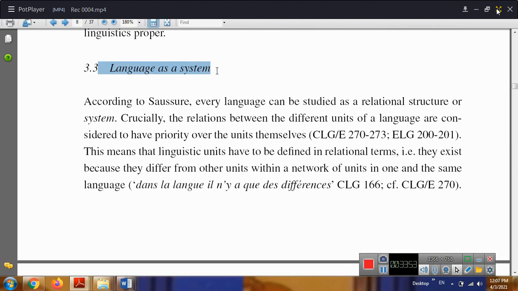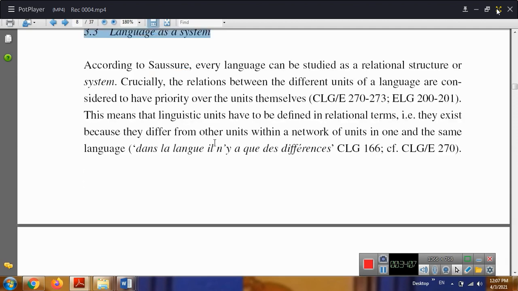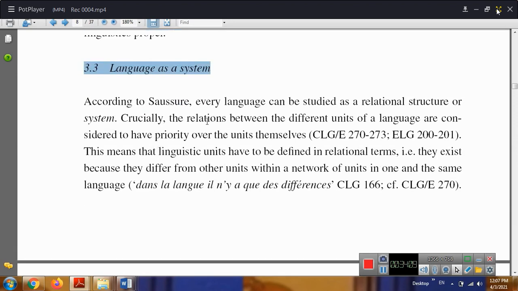In this session, I just want to review the important matter. In this session, we concentrate on other concepts of Saussure. Saussure considers language as a system. According to Saussure, we told you that he considers language as a system.